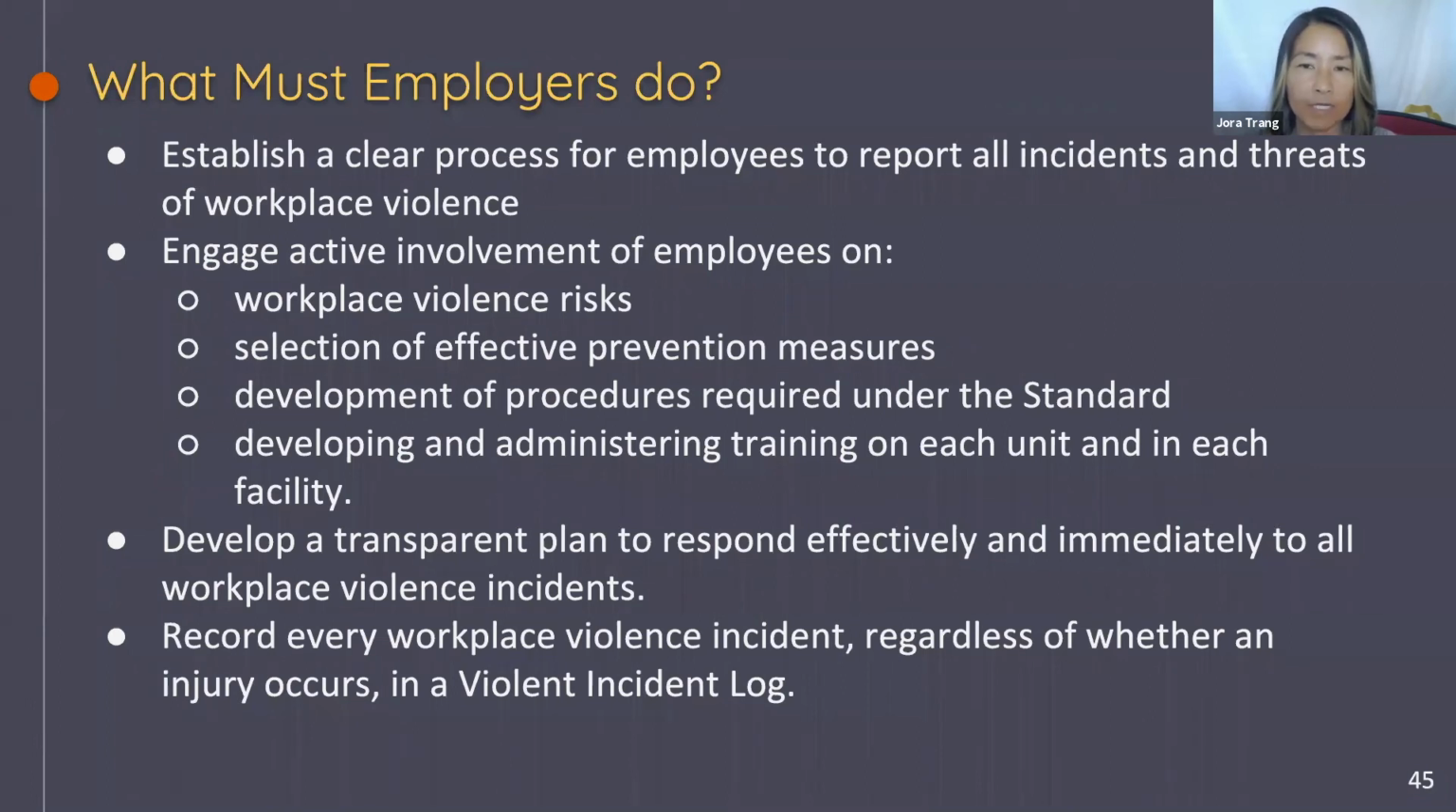The employer must engage the active involvement of employees on workplace violence risks. You've got to go talk to your employees. They're the experts about what's going on, so ask them for their input on how and where they are experiencing workplace violence. You've got to talk to the employees about the selection of the most effective way to prevent violence, to develop procedures required under the standard, and to develop and administer training.